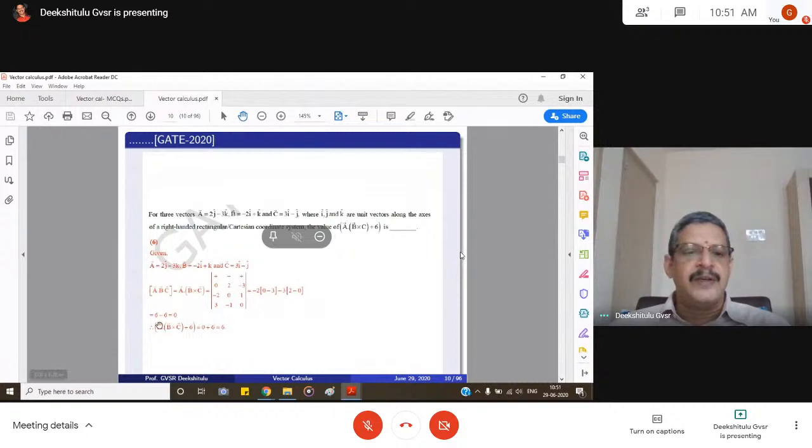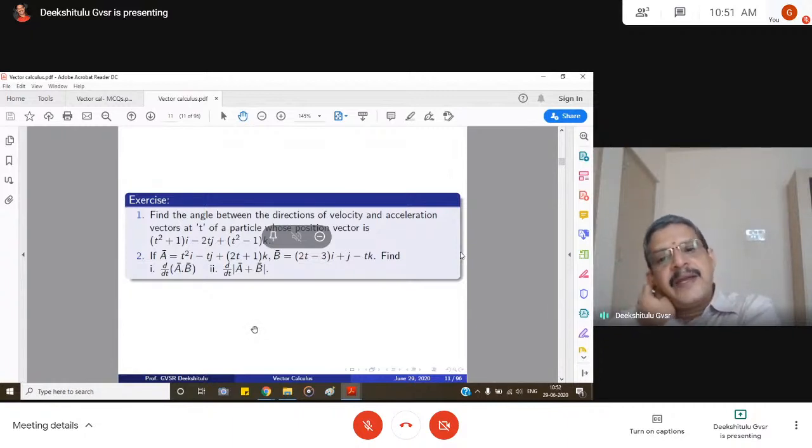If you find this triple product of A, B, C, it is 0. So A dot B cross C plus 6, that is the required result, is 6. It's a very simple problem that was given in GATE 2020.